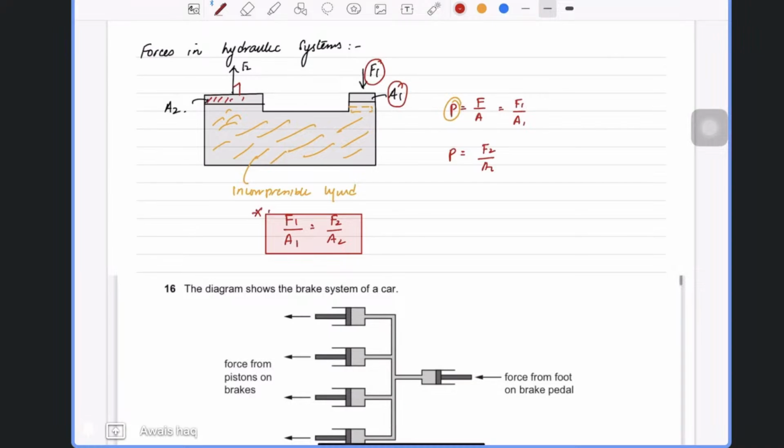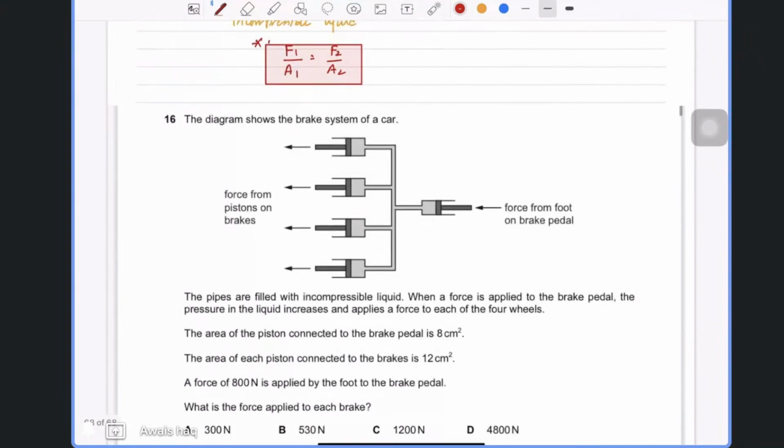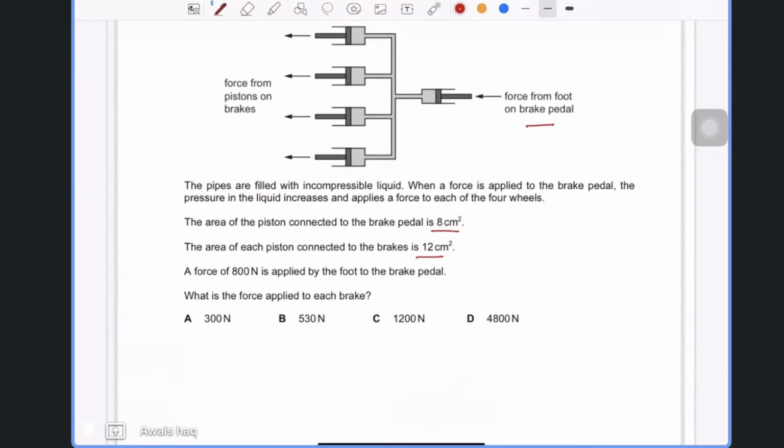In any case, we're going to move forward and check out this question, which is fairly difficult looking, but it's not. It says the pipes are filled with incompressible liquid. When a force is applied to the brake pedal right here, the pressure in the liquid increases and applies a force on 4 wheels. The area of the piston connected to the pedal is this, and the area of each piston to brake is this, right? And if the force applied is 800, what will be the force?